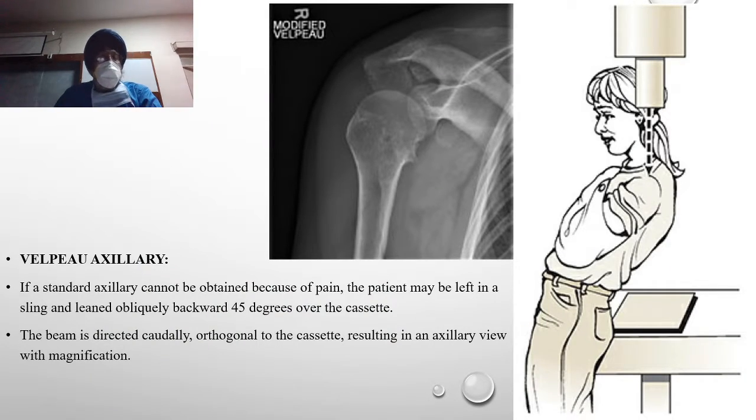Then Velpeau axillary. If a standard axillary cannot be obtained because of pain, the patient may be left in a sling and lean obliquely backward 45 degrees over the cassette. The beam is directed caudally, orthogonal to the cassette, resulting in an axillary view with magnification. So this will be the view.